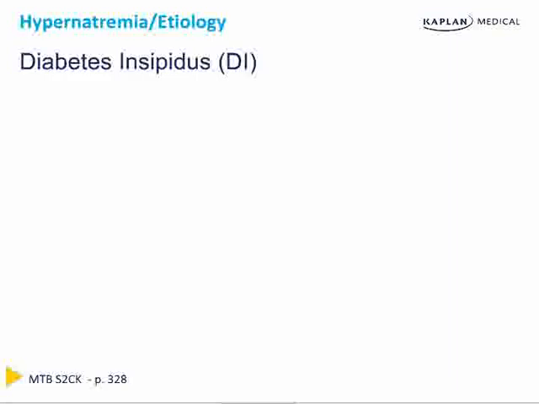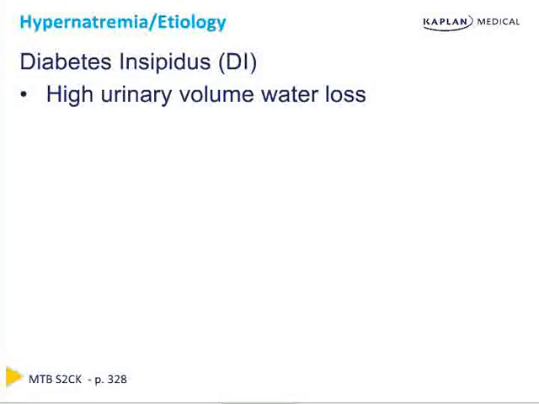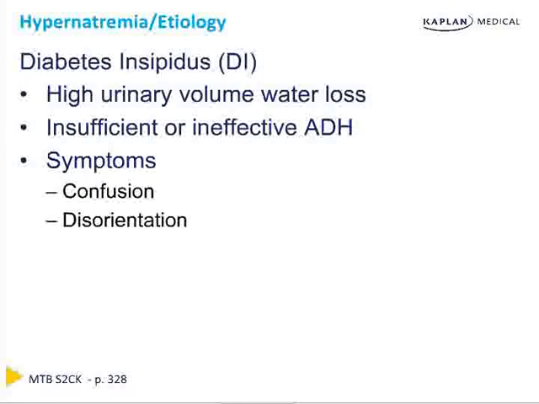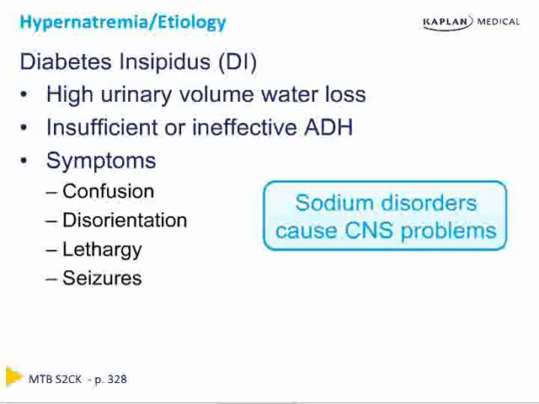Another cause of hypernatremia is a condition called diabetes insipidus. It leads to high urinary volume and water loss because of insufficient or ineffective antidiuretic hormone. The symptoms they may describe in a clinical vignette for a patient with diabetes insipidus include confusion, disorientation, lethargy, and sometimes seizures. As a general rule, sodium disorders cause CNS problems, which is why you see neurologic symptoms as the predominant presenting complaint.